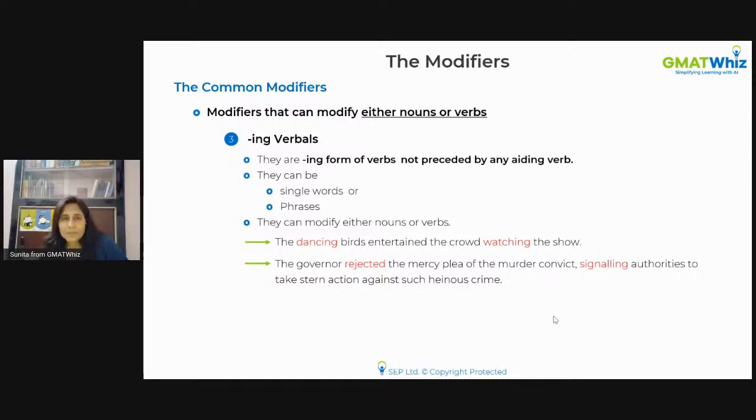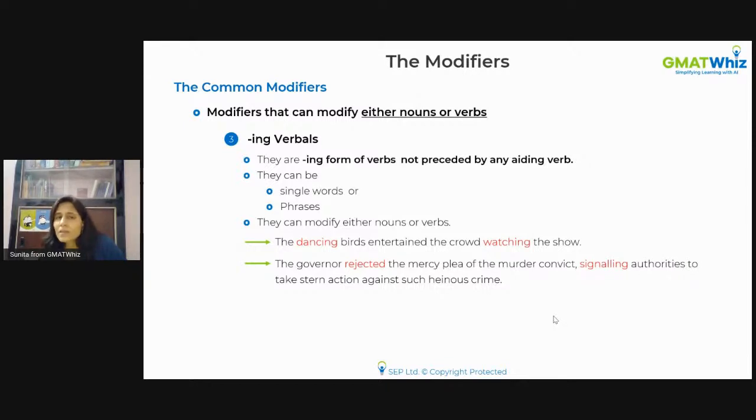Similarly, the governor rejected. So the governor is the subject, and rejected here is the verb. It's the action performed by the governor. What did the governor reject? The mercy plea of the murder convict. Then you have a comma, and then you have the ing verbal signaling. So the governor rejected the mercy plea. And the outcome of rejecting this mercy plea was that the governor was signaling authorities to take stern action against such heinous crime. So what was the outcome of the rejection of the mercy plea? The governor was signaling authorities to take stern action.